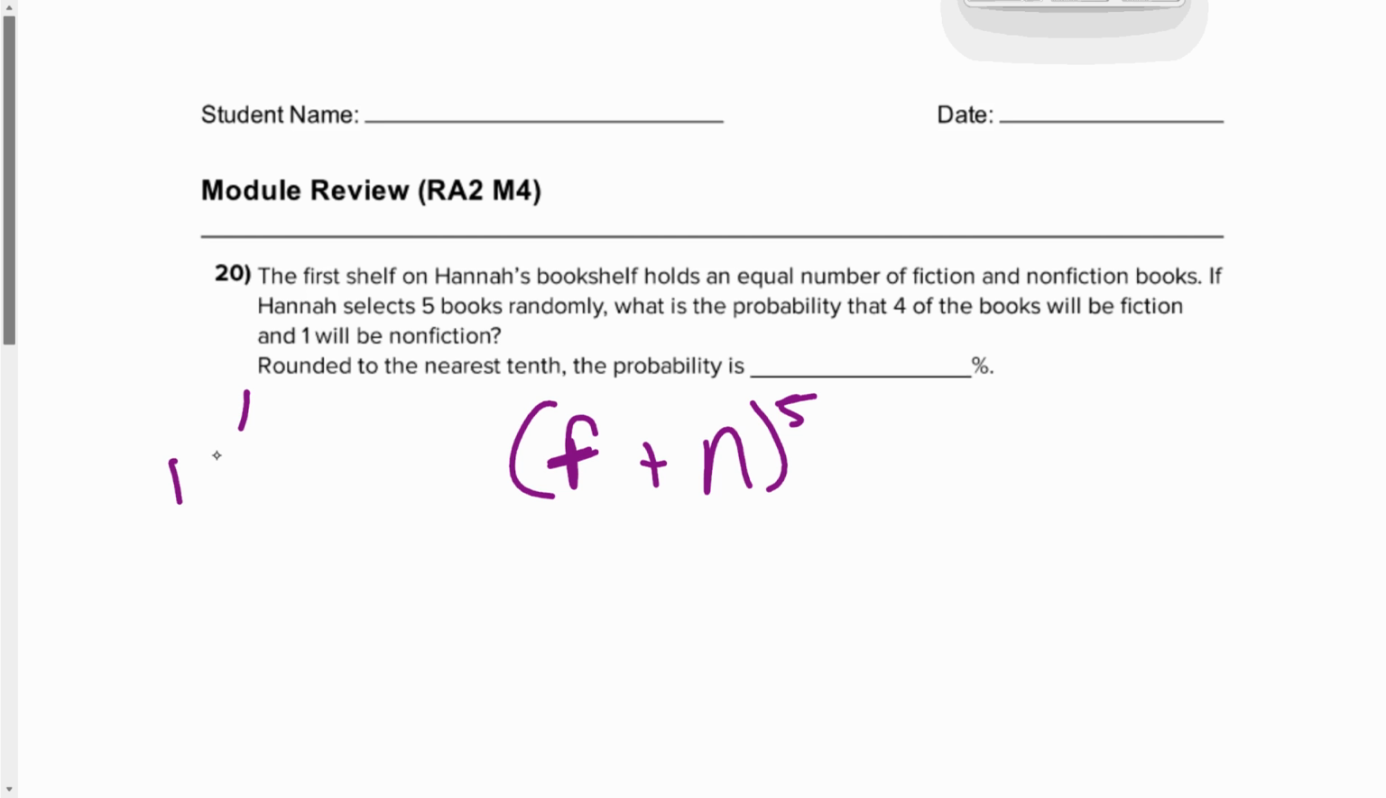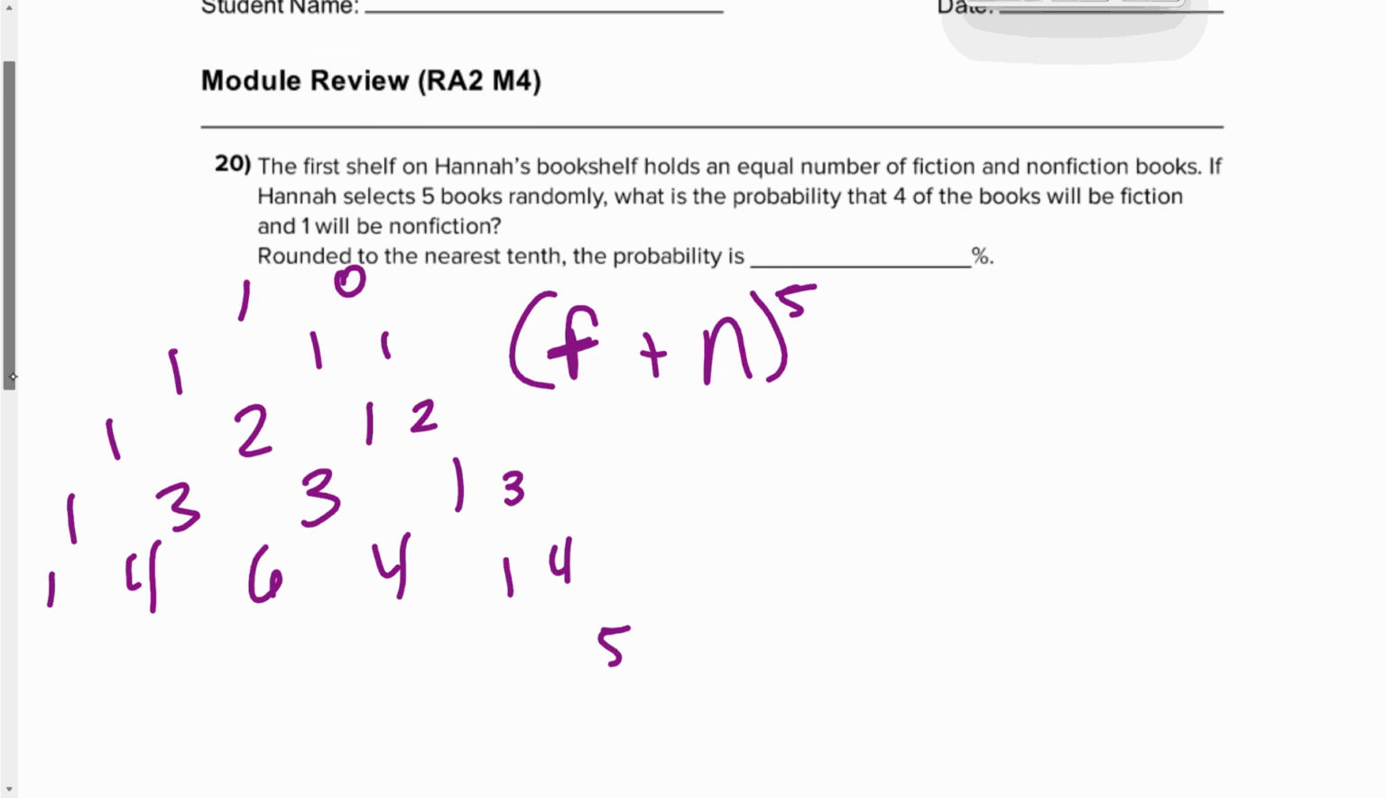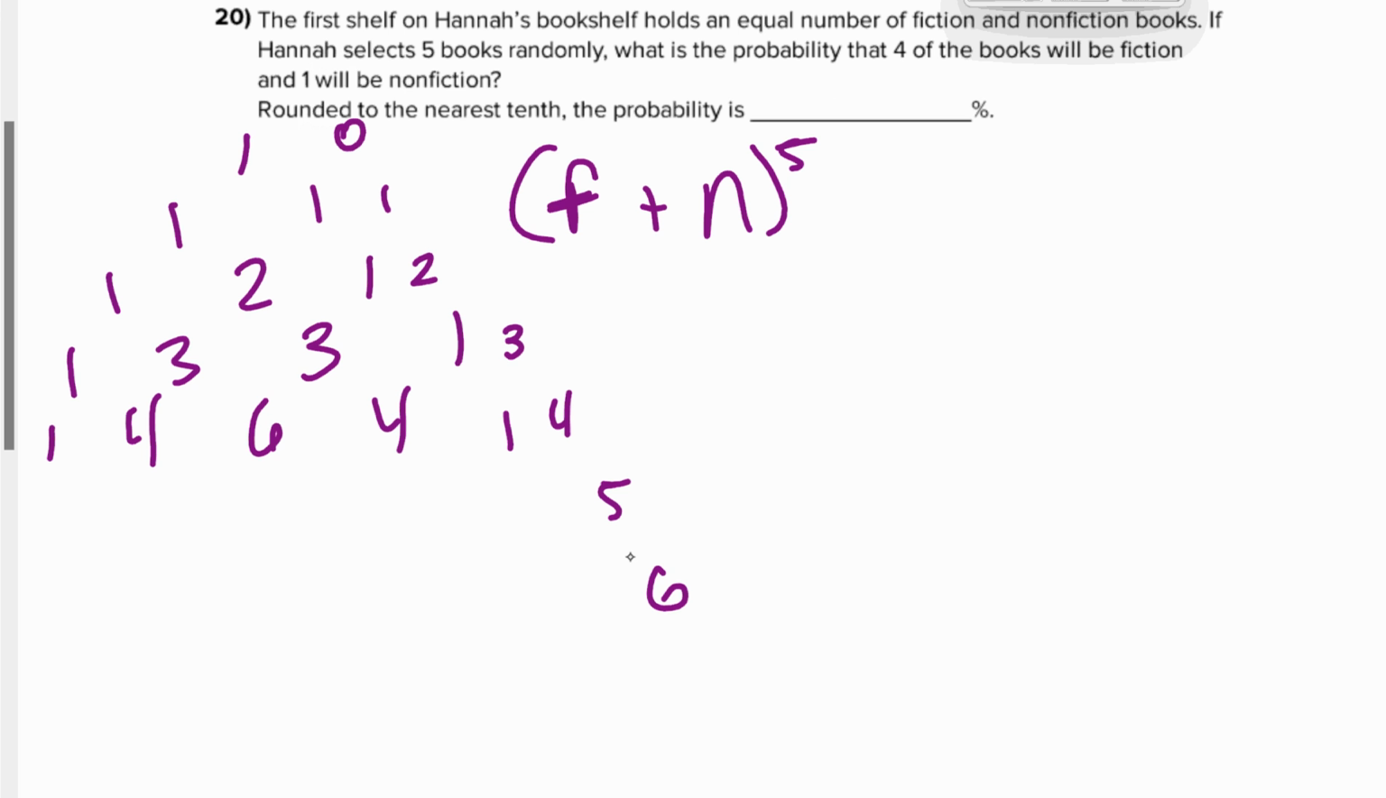Right, so this time let's see if I can get it right. 1, 1, 1, 1, 2, 1, 1, 3, 3, 1. I'm going to run out of room again. 1, 4, 6, 4, 1. So this is row 0, row 2, count 0, 1, 2, 3, 4, 5. That'd be row 5, but we need to go down to row 6, right? So let's go 1, 1. That'd be 5, that'd be 10, that'd be 10, that'd be 5, and a 1.